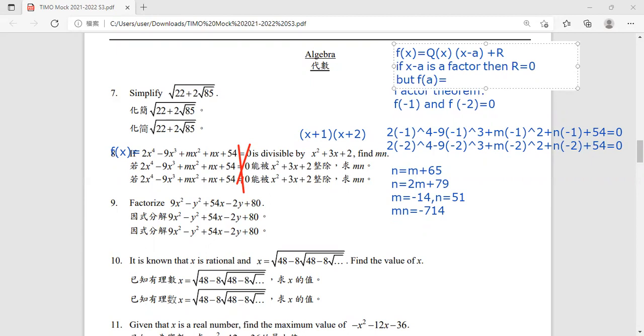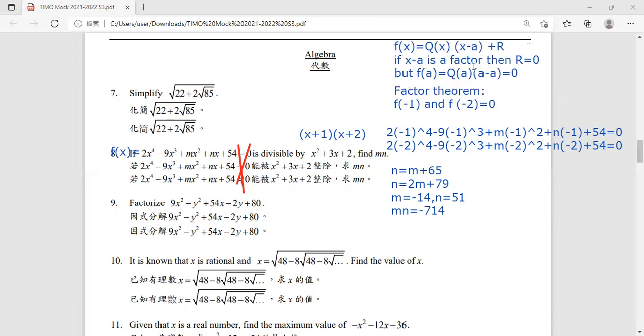F(a) actually is equal to Q(a) times (a minus a), which means that it will be 0. So if x minus a is a factor, f(a) will be 0. So now x plus 1 is a factor, so x minus negative 1 is a factor. So I put f(-1) is 0. Any question on question 8? Okay, good.